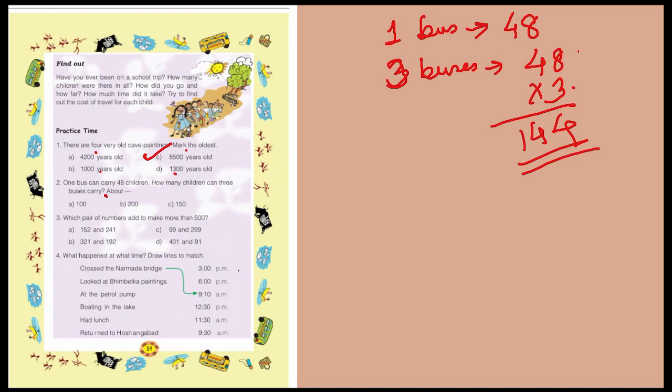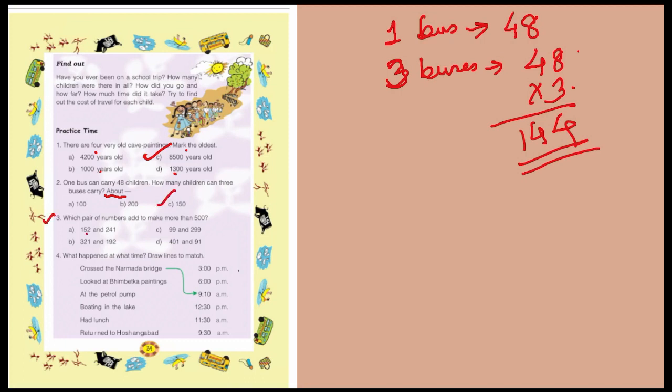But here see, there is a word about. About is used when we do estimation. That is, your answer should be nearest to the correct answer. So here we can see 150 is nearest to the correct answer. So about 150.